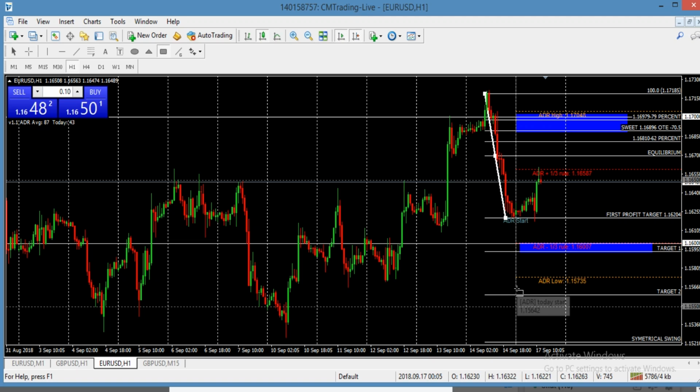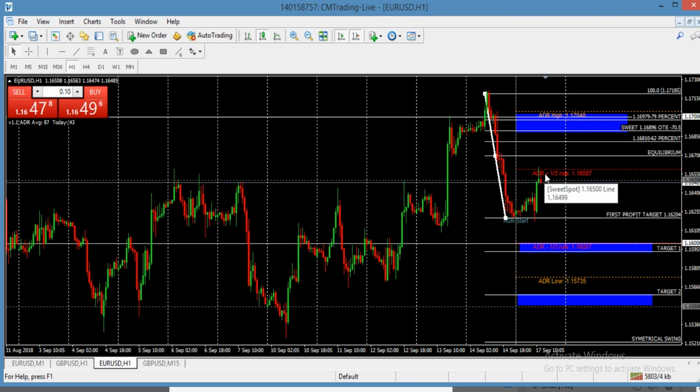Target 2 is right here, so we're gonna break and go through the ADR low, the average daily range, and then we come to our target 2 zone. Okay, so this up here should be our entry point, but today there's not much news, so it might not go there. It can just continue to go down because there's not much news to push it.